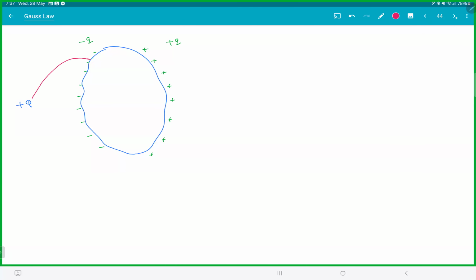Every field line will enter perpendicular to the surface. Why? Simple reason. Inside, the field is 0. Just now we proved for a conductor, therefore the potential must be constant. E is minus dV by dr. Therefore, this is equipotential. There will be no field lines inside a conductor.